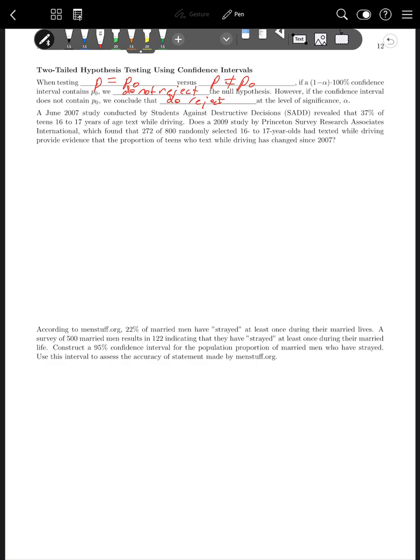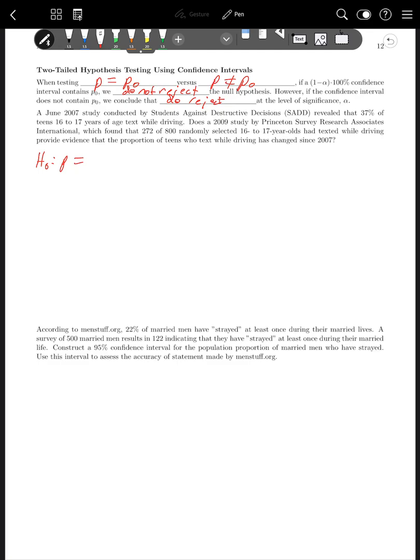So as an example here, in June 2007, a study conducted by Students Against Destructive Decisions, SADD, revealed that 37% of teens 16 to 17 years of age text while driving. Does a 2009 study by Princeton Survey Research Associates International, which found that 272 of 800 randomly selected 16 to 17-year-olds had texted while driving, provide evidence that the proportion of teens who have texted while driving has changed since 2007? Okay, so we start out by writing our null and alternative hypothesis, just like before.